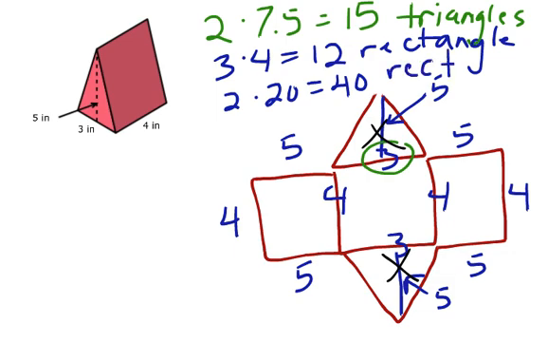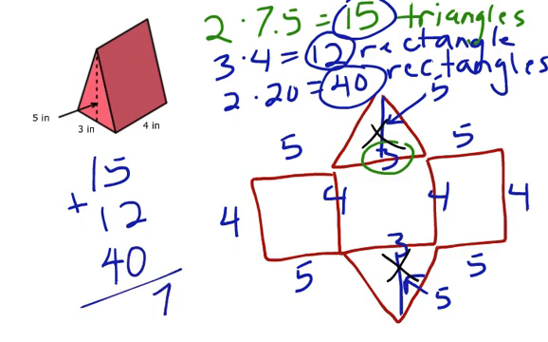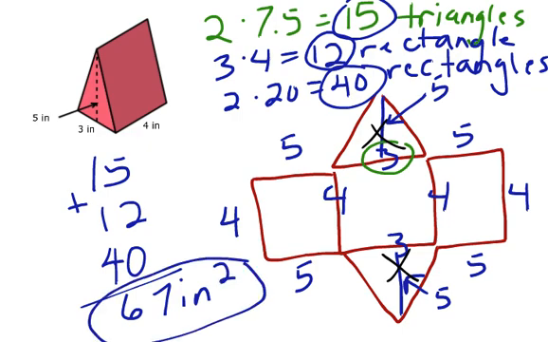And then all we have to do is add all of those numbers together. So we have 15, 12, and 40 to add together. So 15 plus 12 plus 40 is 67, and it's inches squared. And that's how you find the surface area of a triangular prism. So let's go on to the next figure.